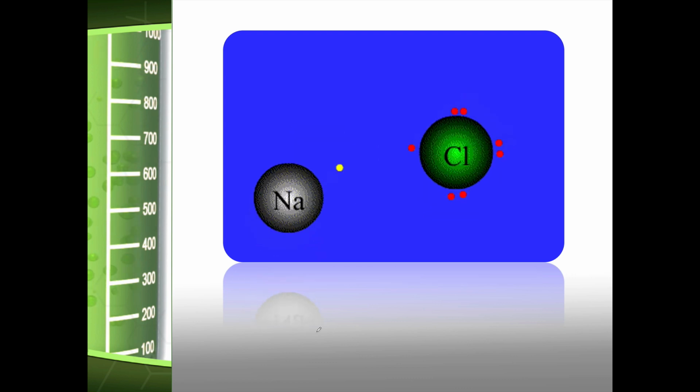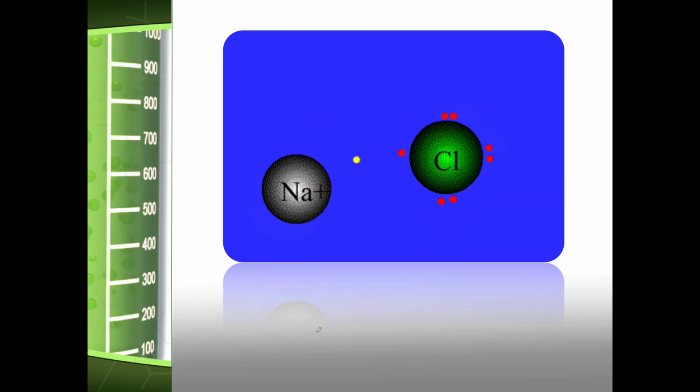Here's what sodium and chlorine look like as they bump into each other. The single electron gets dislodged from the sodium atom, turning it into a sodium cation, and the chlorine atom gladly accepts it to become a chloride anion, and then the two of them stick together. That's called an electrostatic attraction.